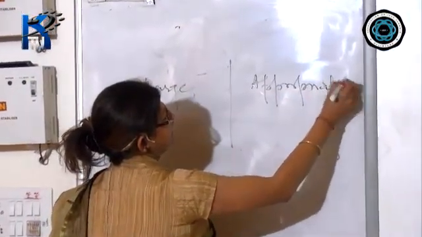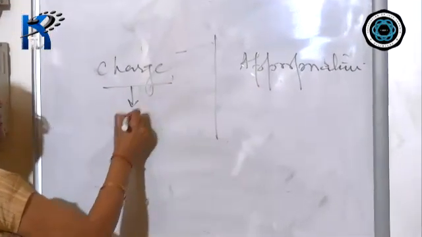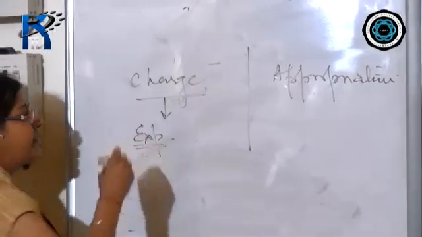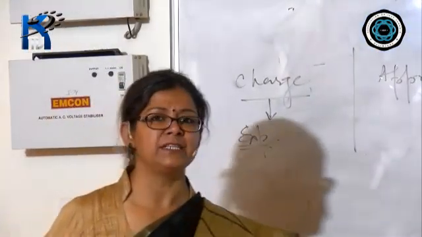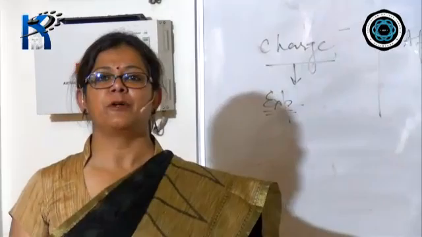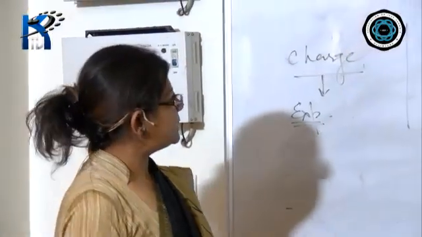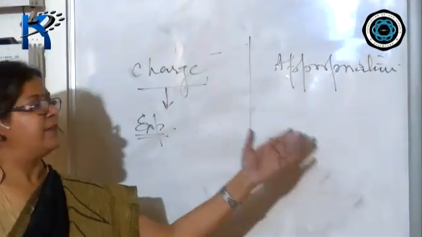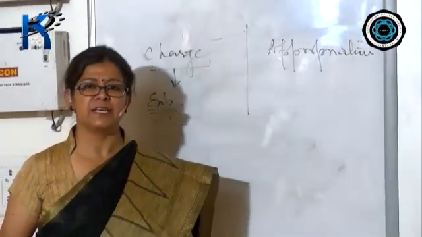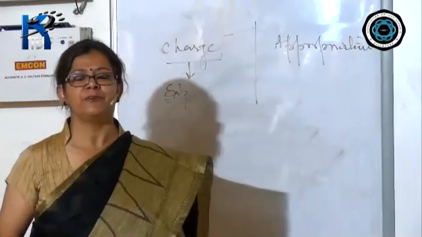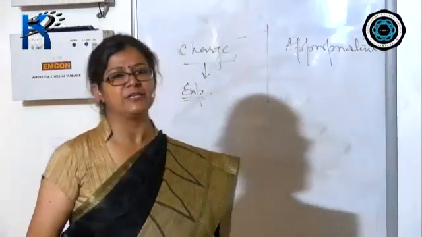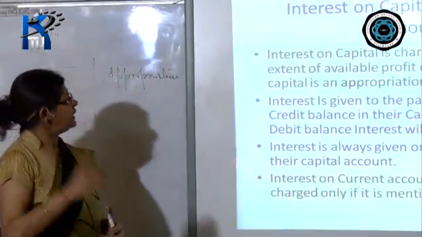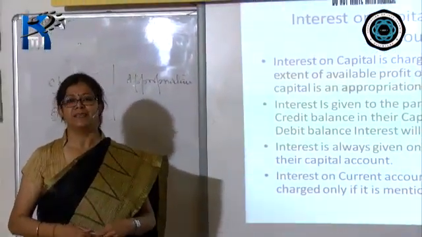A charge is an expense and should be treated like an expense, meaning we have to give it to the partner irrespective of whether profits are earned or not. But appropriation means that if the firm earns profit, in that case we will be giving interest. If the firm doesn't earn profit, we will not be giving interest to the partners. Now, interest is given to the partner only if there is a credit balance in the capital.